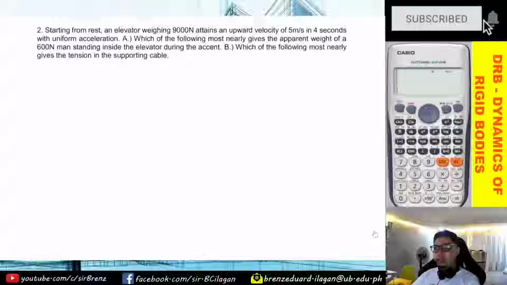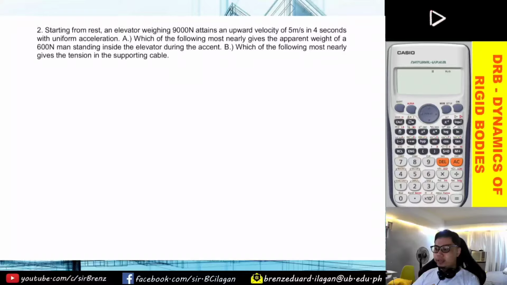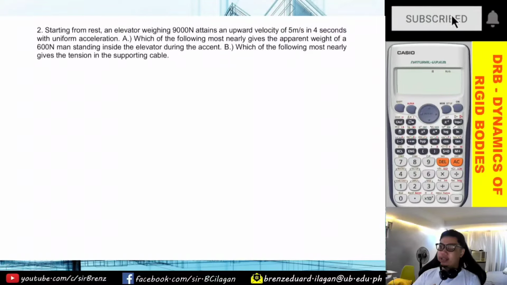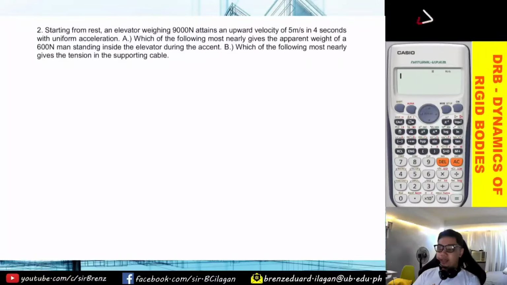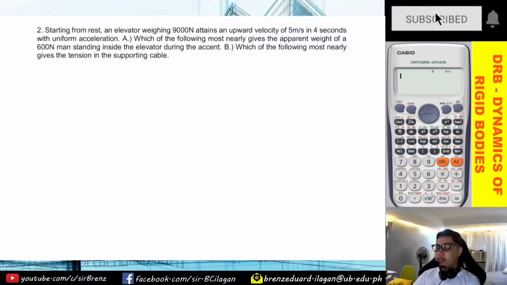Okay, so let's start with problem number 2. So let's read first the problem. Starting from rest, an elevator weighing 9,000 Newton attains an upward velocity of 5 meter per second in 4 seconds with uniform acceleration. For letter A, which of the following most nearly gives the apparent weight of a 600 Newton man standing inside the elevator during the ascent? And letter B, which of the following most nearly gives the tension in the supporting cable?